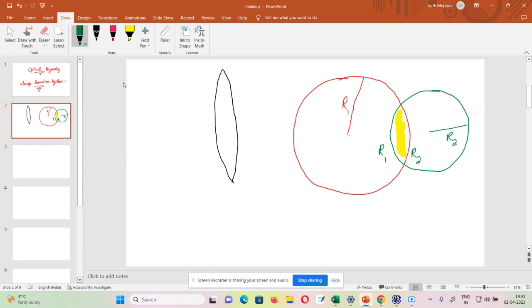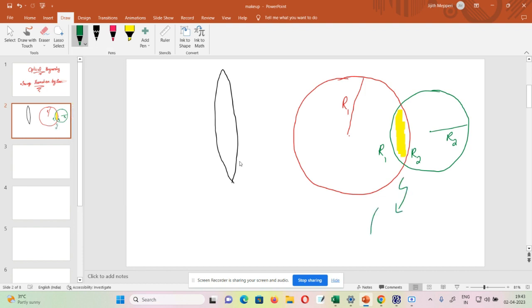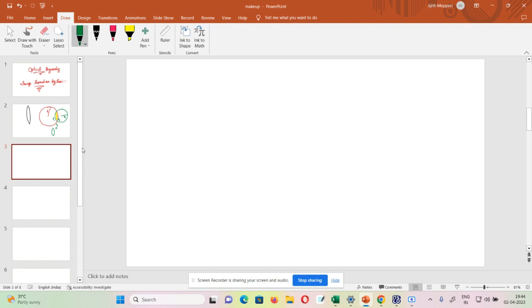In this way, we can form different lenses. If you check only this portion of the lens, this is a convex lens having different radii of curvature at the two sides. So we can see different kinds of lenses. If the two surfaces are outward protruded, it will be a convex lens. This is a biconvex lens.